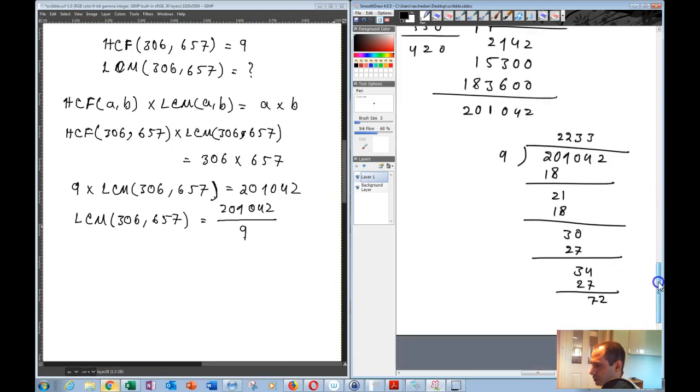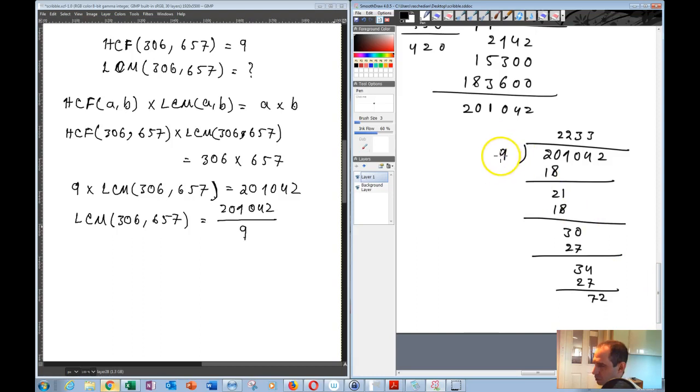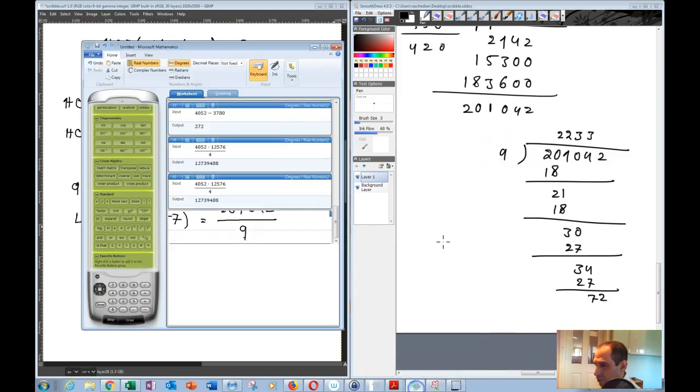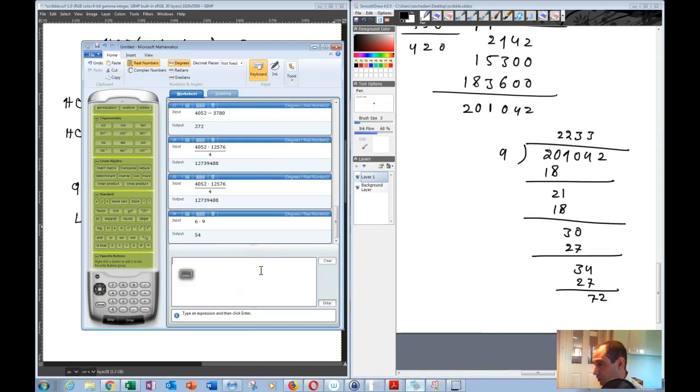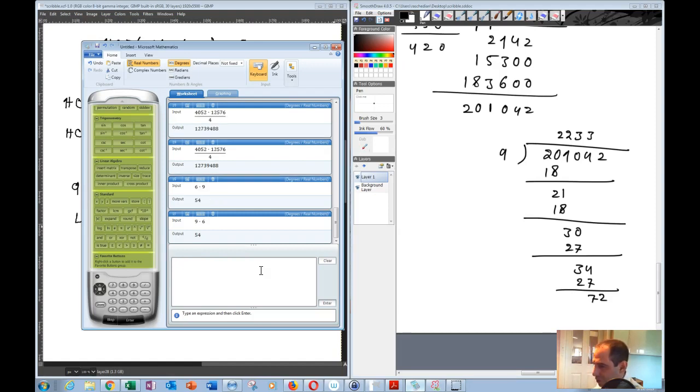And 9 times 6 is equal to, I always forget the multiplication table for 9. So 9 times 6 is equal to 54. 9 times 7 is equal to 63, and 9 times 8 is equal to 72. So 8 times 9 is equal to 72.